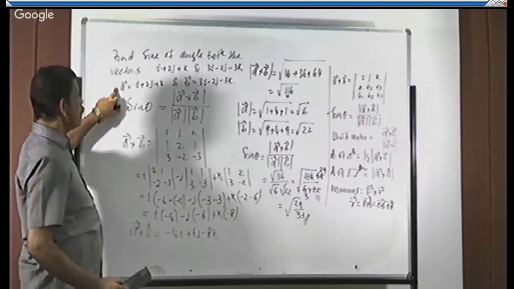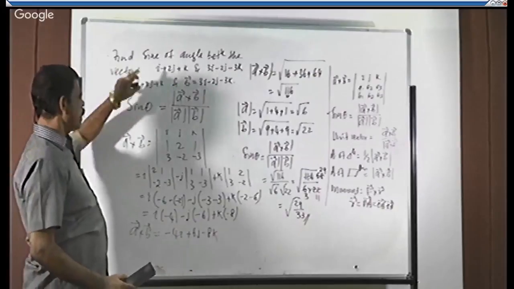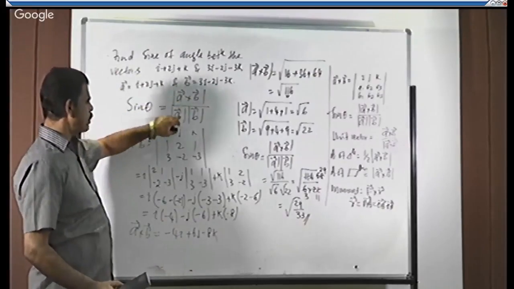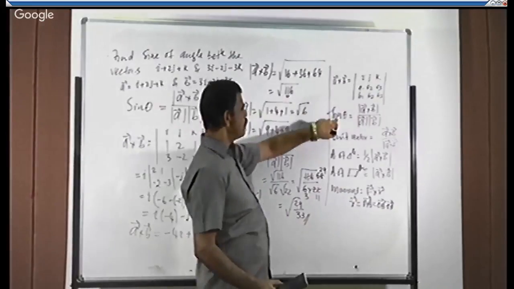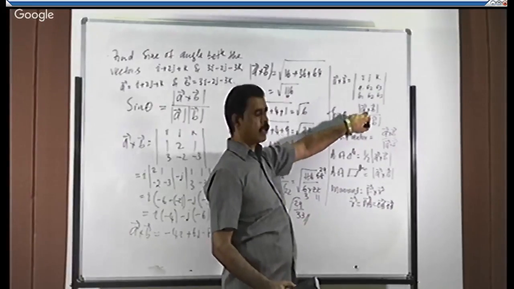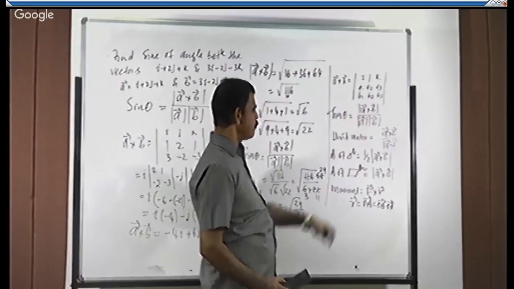This way, we need to find out A cross B, magnitude, magnitude A, magnitude B, and we need to substitute in the formula sin theta is equal to magnitude of A cross B by magnitude A, magnitude B.